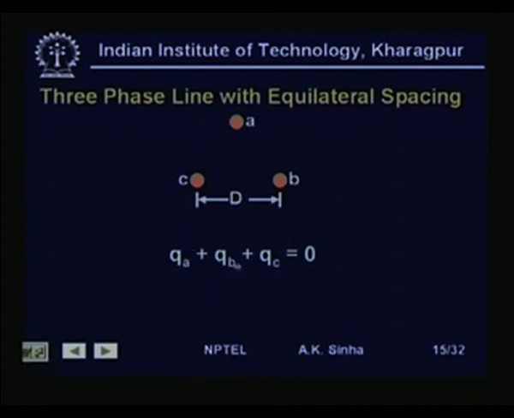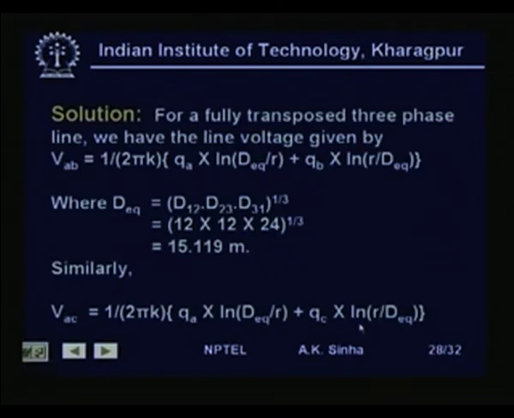We also assume that this system consists of only 3 conductors. So, the sum of the total charges will be equal to 0, that is qA plus qB plus qC is equal to 0. So, for solving this, we will take the case of a fully transposed 3-phase line.